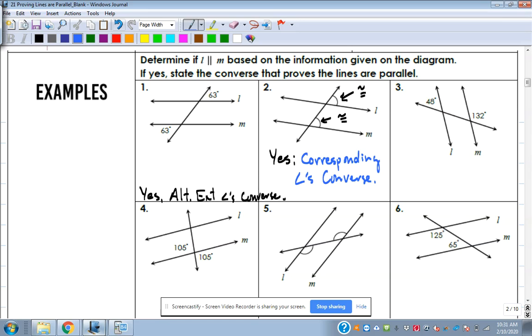All right. Number three. Yes, they're consecutive exteriors. 48 plus 132 is 180. So that's consecutive exteriors, so yes, consecutive exterior angles converse.